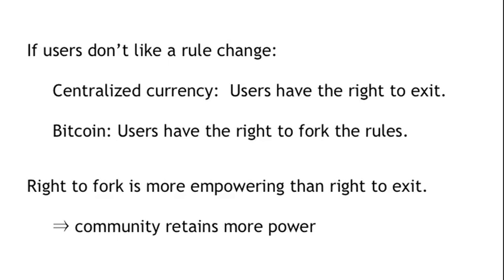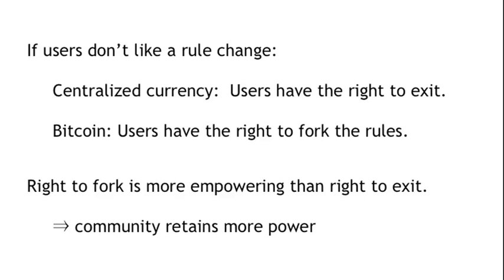On the other hand, if it's a currency and you've got a lot of business, a lot of assets tied up in it, it might be expensive or difficult to actually exit. But with a centralized currency, that's really your only option. With Bitcoin, because it operates in an open source way, you have the right to fork the rules. That means you and perhaps some of your friends or colleagues can decide that you'd rather live under a different rule set, and you can fork the rules and go a different direction from where the lead developers have gone.